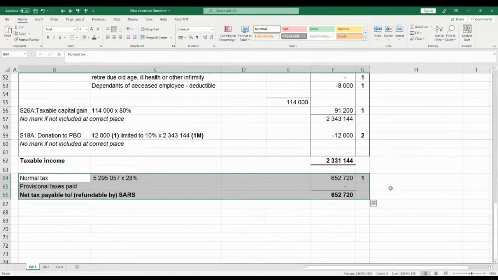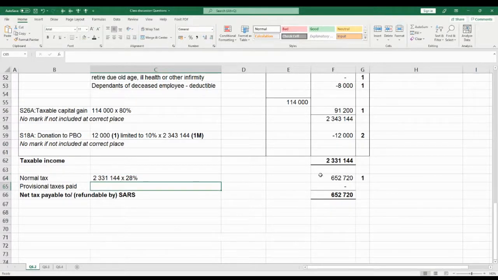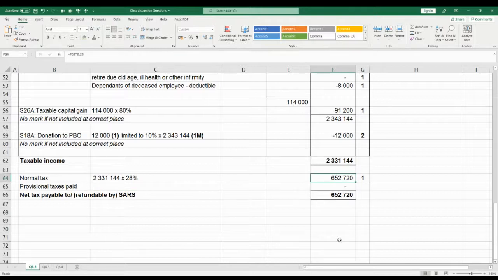So the tax liability is 28% of that value. Which gives us 652,720, and we did not have any provisional taxes paid. So that is what you had to calculate for question 6.2.